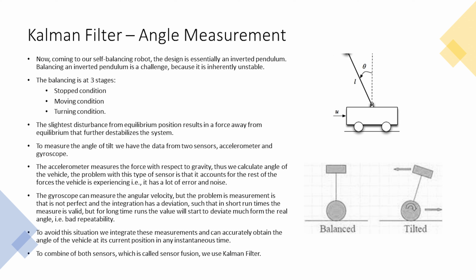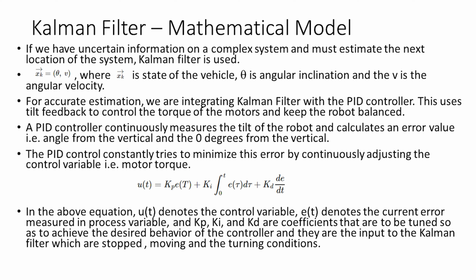The accelerometer measures the force with respect to the gravity. Thus, we can calculate the angle of a vehicle. But the problem with this is that there's a lot of error and noise. The gyroscope can measure the angular velocity, but the problem with this measurement is that the integration has a lot of deviation. In order to avoid such situations, we use Kalman filter. For further having an accurate result, we are integrating Kalman filter with PID controller. This uses tilt feedback to control the torque of the motors and keep the robot balanced.